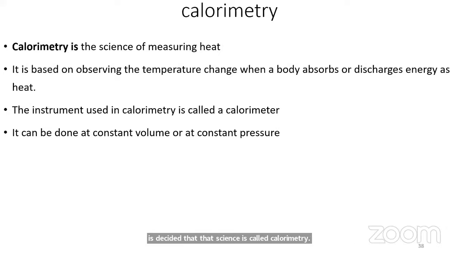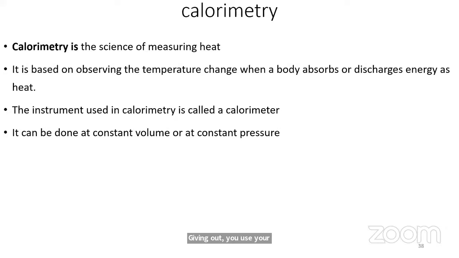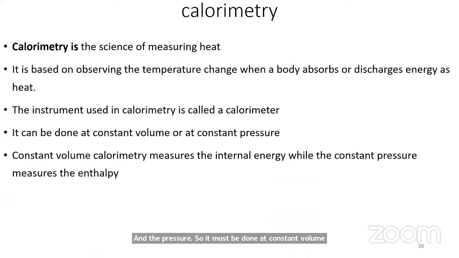And it is based on observing the temperature change. The instrument we use in measuring calorimetry is called a calorimeter. If you want to measure the amount of heat absorbed or given out, you use your calorimeter. For you to be able to measure it, you must know the volume and the pressure, so it must be done at constant volume or at constant pressure.